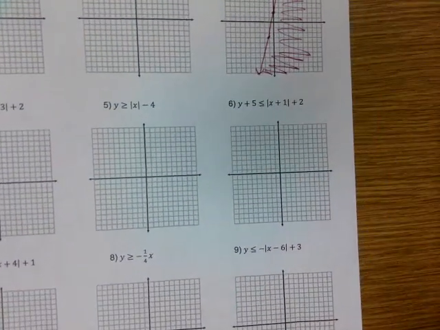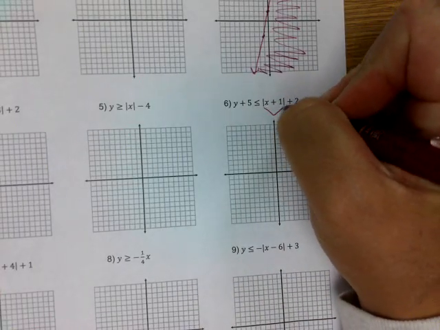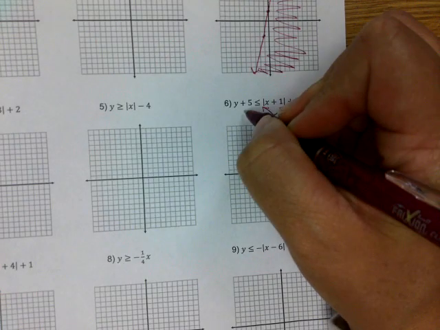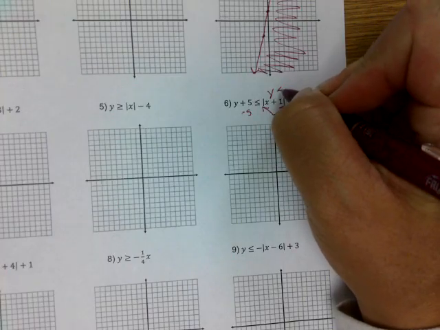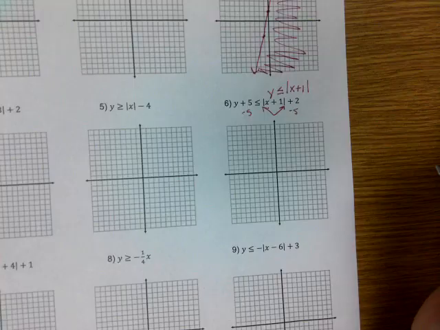Now we have ones like 6. We're going to do question 6. Same type of thing. We have to get this y by itself. However, I see this, so I know that that's going to be absolute value. First thing I have to do is subtract my 5. So my new equation would be y is less than or equal to. This does not get touched. You do not touch that absolute value.